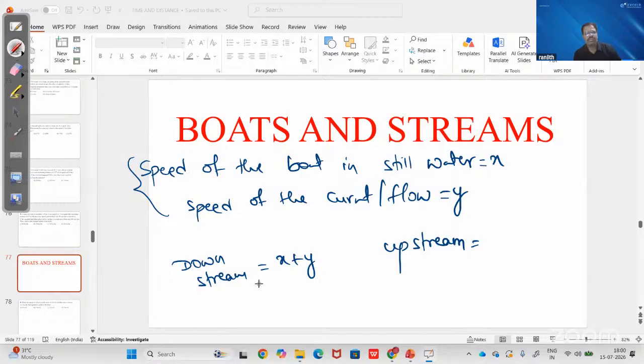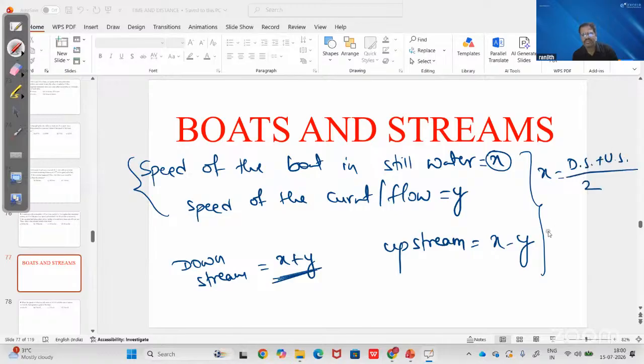when a boat is going, or a person is moving on a bike in the downward direction, speed will be more. A person moving in the upward direction, speed will be less. So downstream equal to x plus y, upstream equal to x minus y. If I want to find only x, it can be written as x equal to downstream plus upstream by 2, whereas y equal to downstream minus upstream by 2.